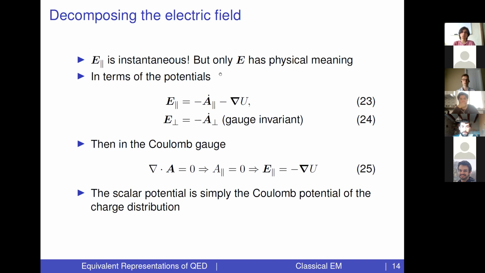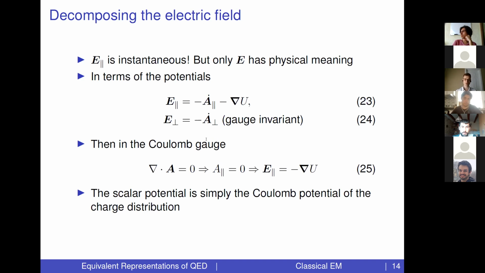If we write now the electric field in terms of the vector potential and the scalar potential, we can also see what it means in terms of those. So the parallel component is the parallel component of the vector potential and also the gradient of U. The perpendicular component, however, has no such contribution just by definition of the perpendicular component, and therefore it is only dependent on the transverse component of the vector potential, and therefore it is also gauge invariant. So if you do a gauge transformation, then only the longitudinal components will change.